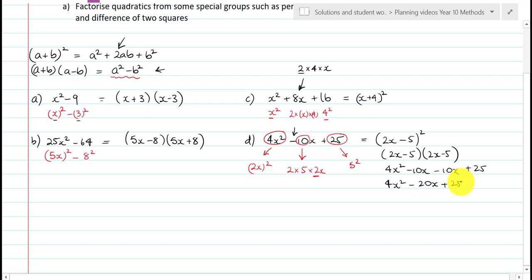And you wouldn't even have to show my working to check that your middle term is what you're expecting it to be. And is it? No. So we have an issue. So there we have perfect square and difference of two squares.